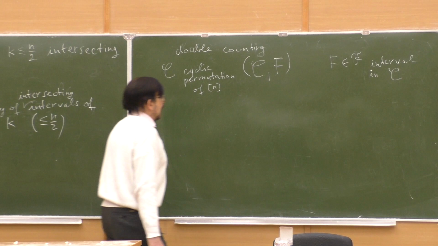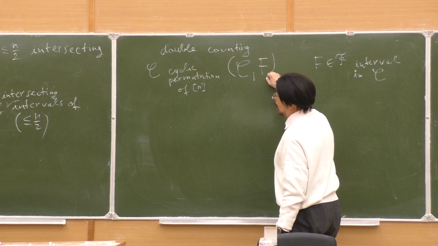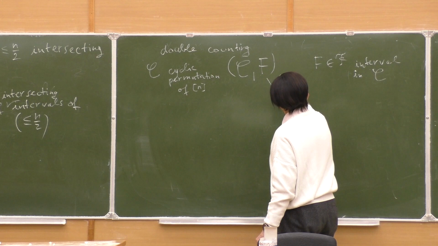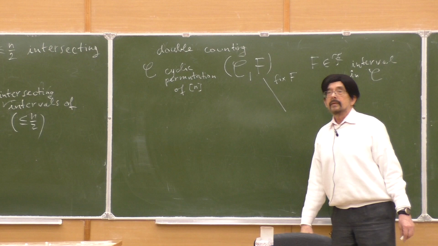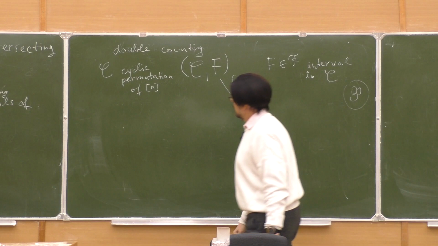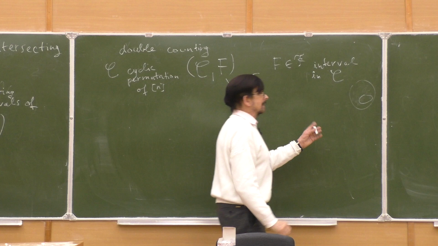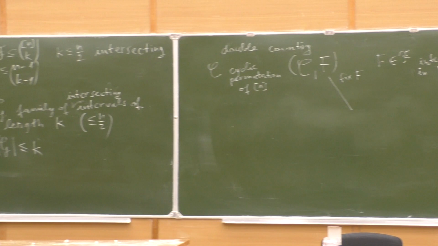And double counting means that we fix one side and then fix the other side. So try first with fixing F. It is a member of the original family, so it's one of the intersecting family members. And now we try to mix the elements in a cyclic way.